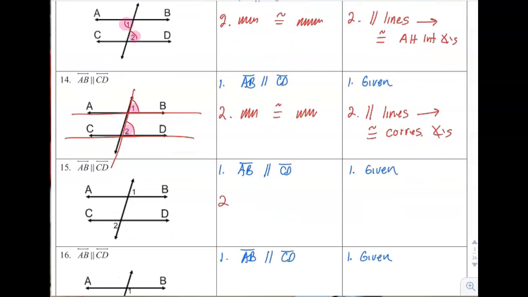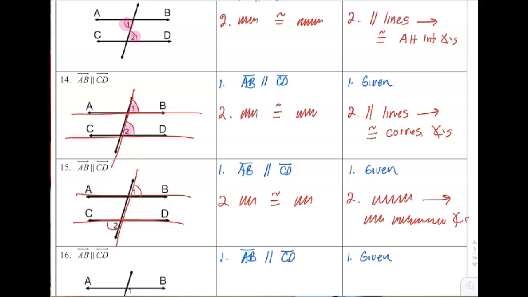Now this one, same thing, two parallel lines cut by a transversal. And this time it's alternate exterior. So angle 1 is congruent to angle 2 because parallel lines lead to congruent alternate exterior angles.